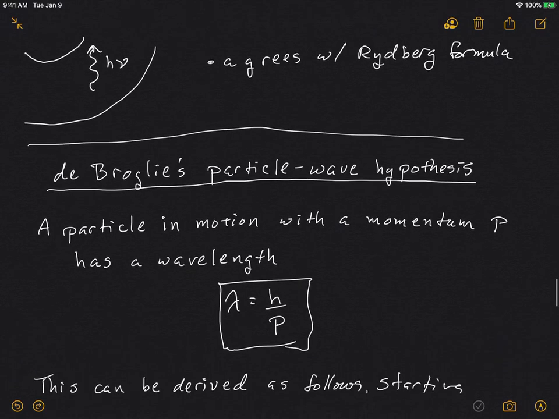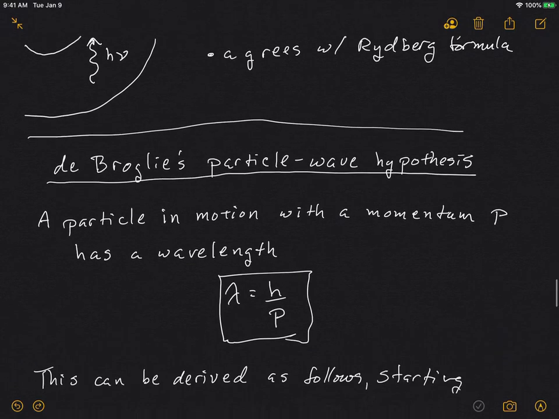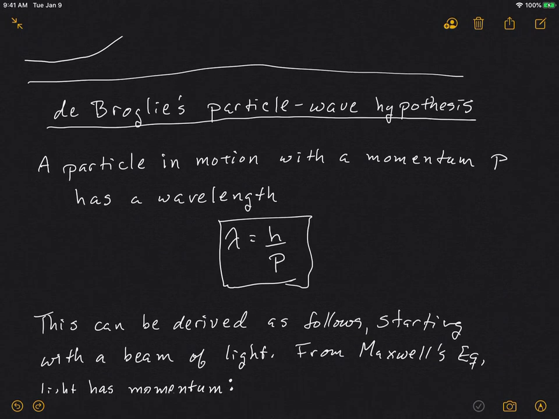The current consensus. So that brings us to de Broglie's particle wave hypothesis. And his hypothesis is that a particle in motion with some momentum p has a corresponding wavelength lambda given by lambda equals h over p. Okay, and we'll see where de Broglie is headed with this hypothesis in a minute.